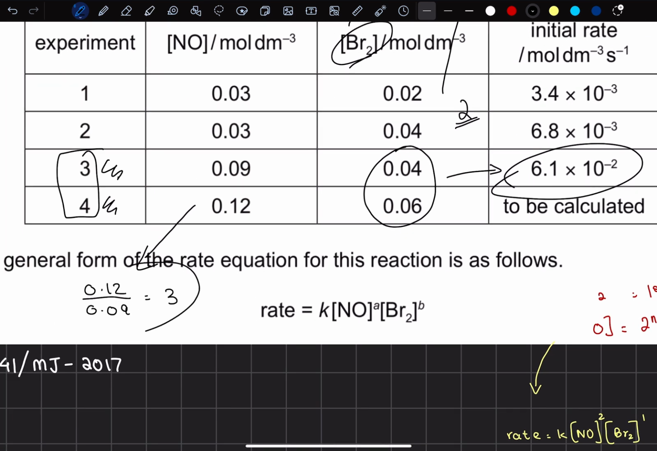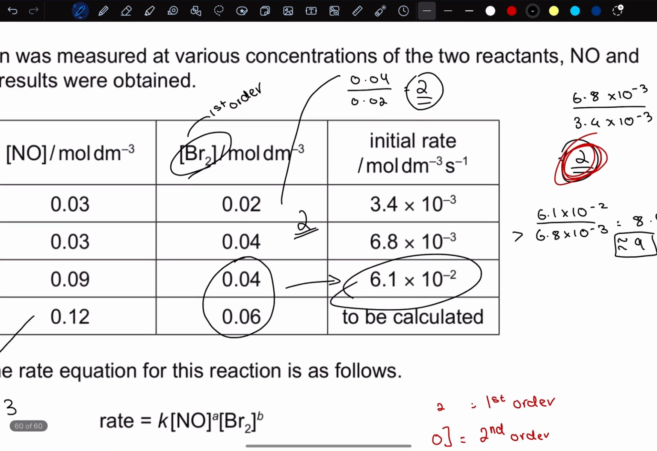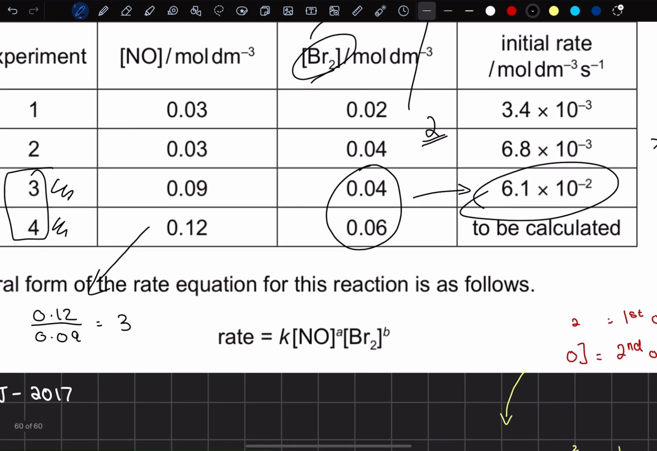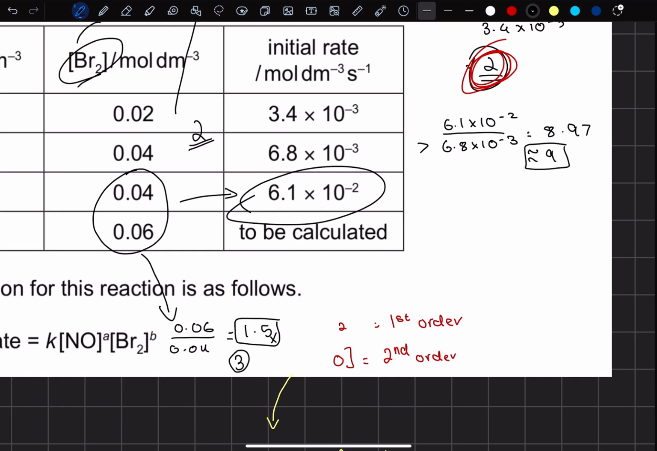So before we even use this, we need to recall that bromine's order is first. So you need to know the order. I'm going to quickly do 0.06 upon 0.04. When I do this, my answer is 1.5. Now you need to understand that the initial rate that is affected by bromine gets multiplied by 1.5. If bromine was second order, then I would have multiplied the initial rate by 3, because 1.5 is multiplied by 2. But in this case, bromine is first order, so I'm going to use 1.5 and multiply it by 6.1 × 10^-2.